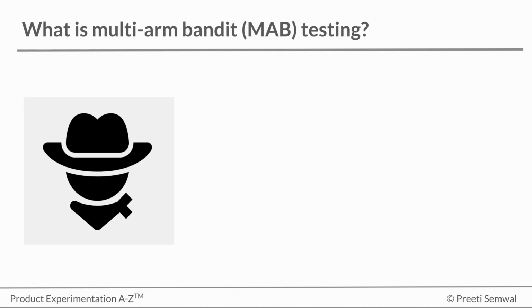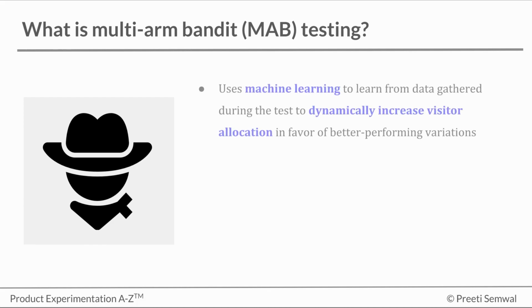Now that we have this context, let's revisit our original question. What are multi-arm bandits? Multi-arm bandits, or I'm going to call them MAB in short, is a type of A-B testing. It uses machine learning to learn from data gathered during the test to dynamically increase the visitor allocation in favor of better performing variations. What this means is that variations that aren't good get less and less traffic allocation over time.